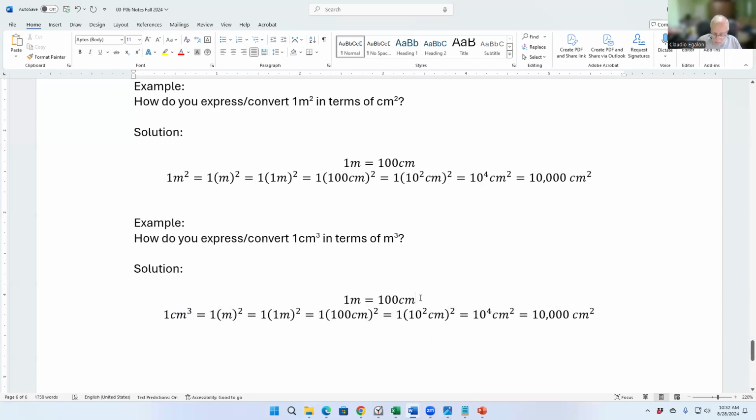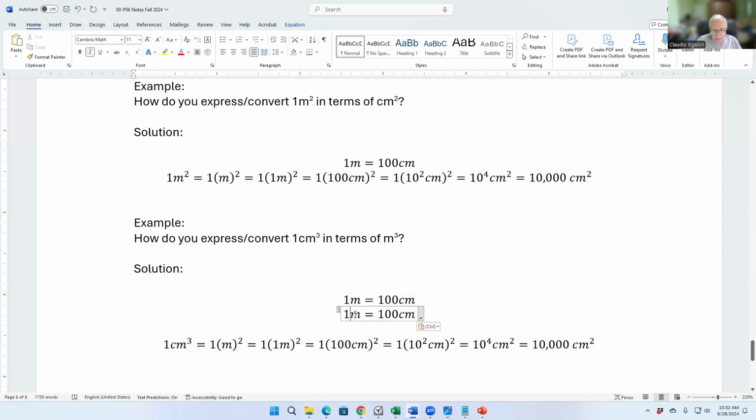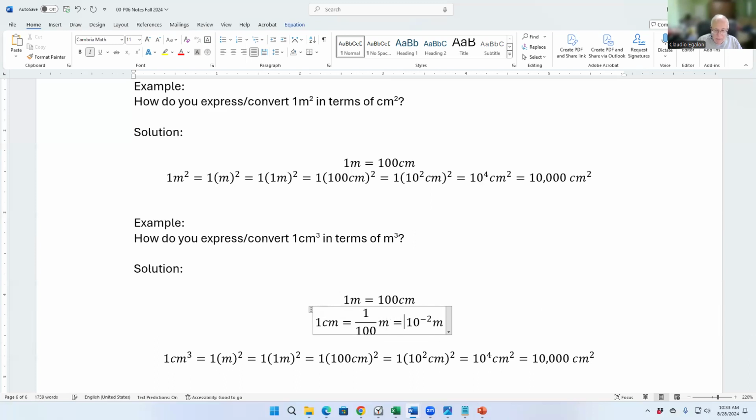We do know that 1 centimeter is equal to 10 to minus 2 meters. Okay, 10 to minus 2 meters, like that. All I'm doing here is passing the 100 to the other side. Even better, let's do it like that: 1 divided by 100 meters, right?